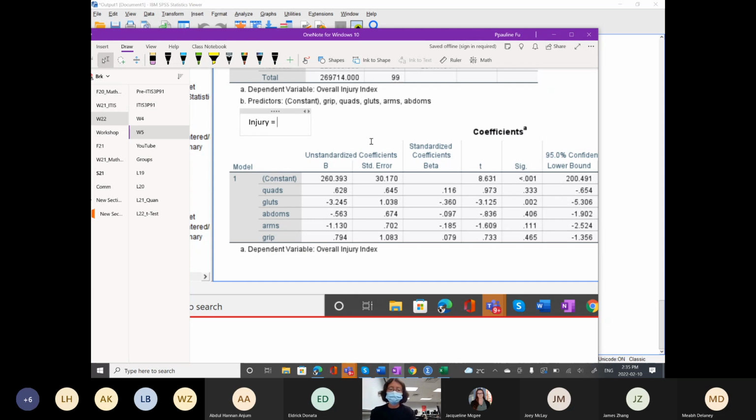So injury equals constant 260.39 plus 0.628 times quads minus 3.245 times gluts minus 0.563 times abdomens minus 1.13 times arms plus 0.794 grip.